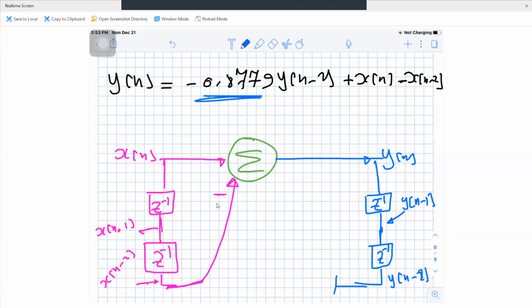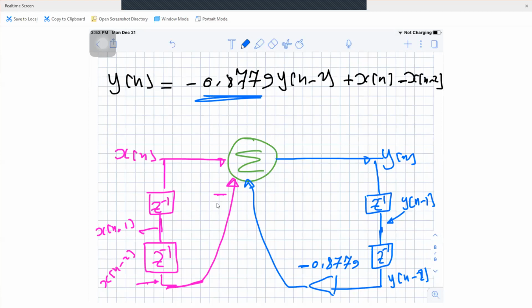So here we have a scaling function. This will be fed to a scaling function. Its value will be minus 0.8779, and again will be fed to the summing circuit. Of course, this will be the realization of this filter.